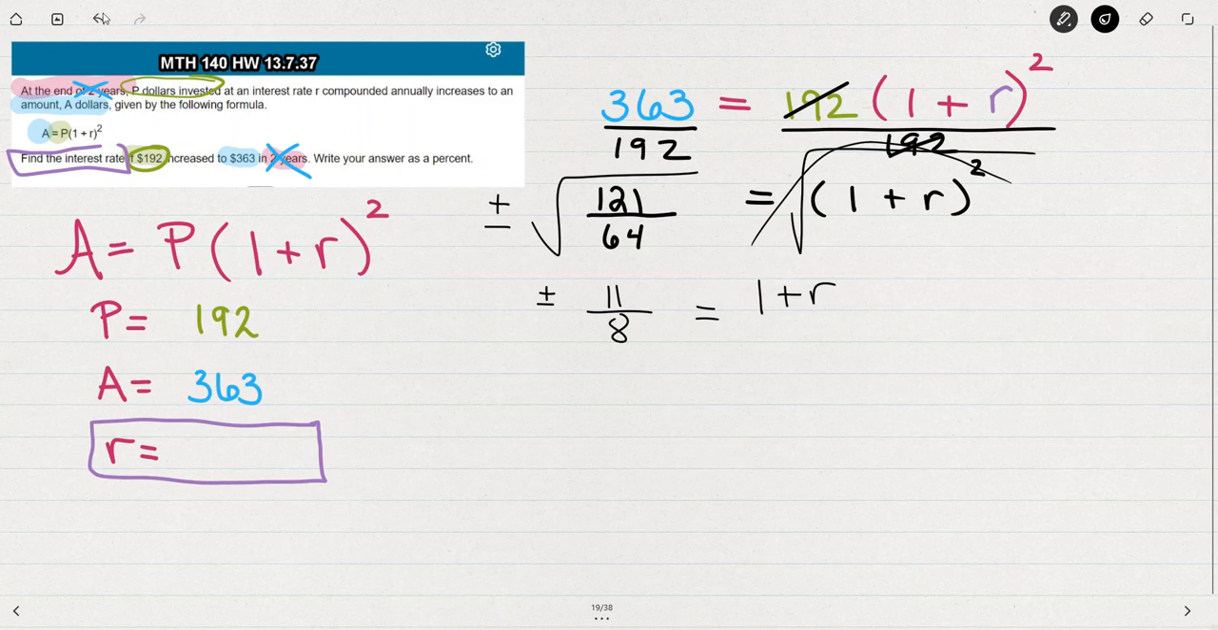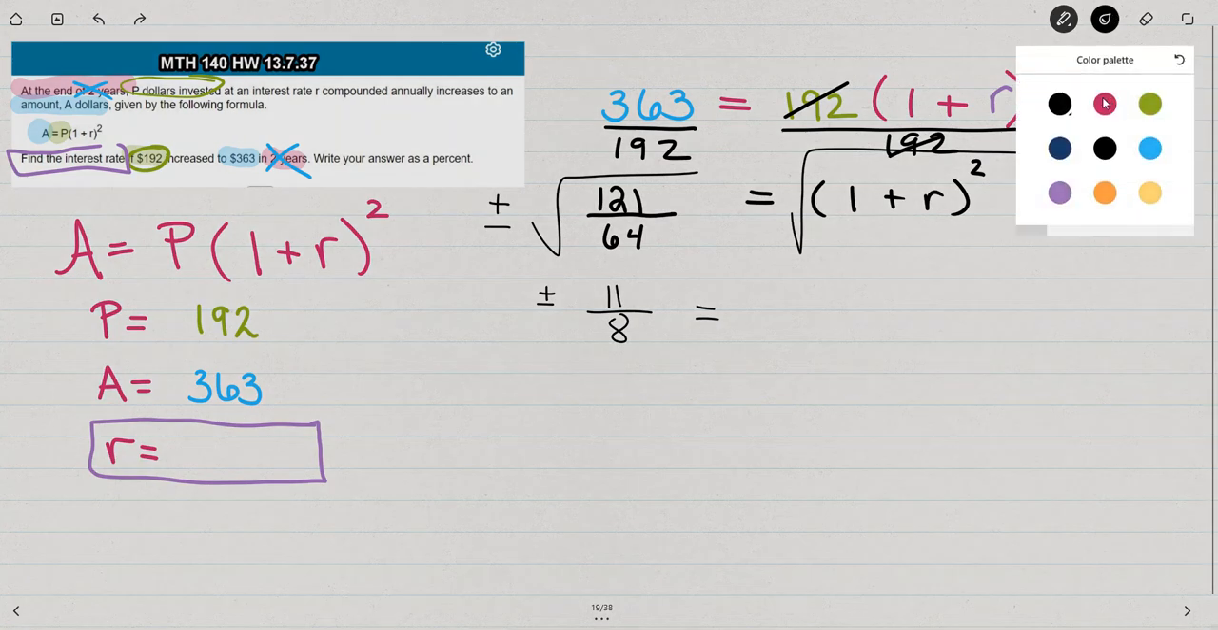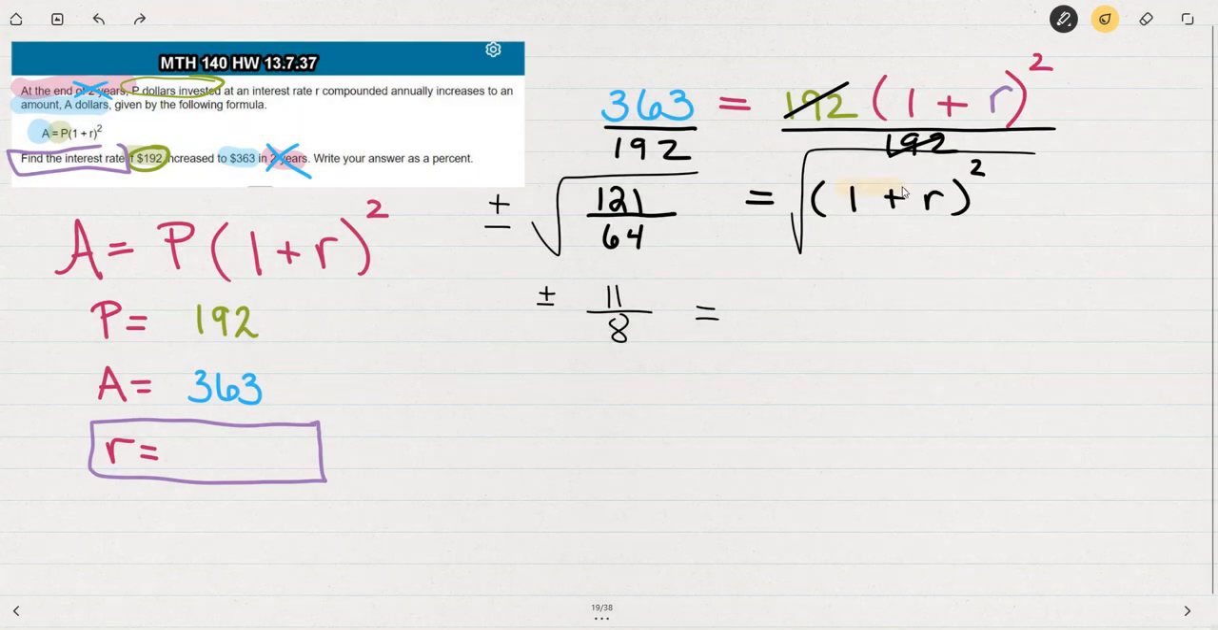Let me walk you through that a little bit more just to make sure you follow what we're doing here. When I do the square root of a square, I'm left with just this piece that was inside, because this square and this square root will undo each other. So when the square and square root undo each other, they disappear, we're left with the 1 plus r. And now to solve for r, I'm going to subtract 1 from both sides.